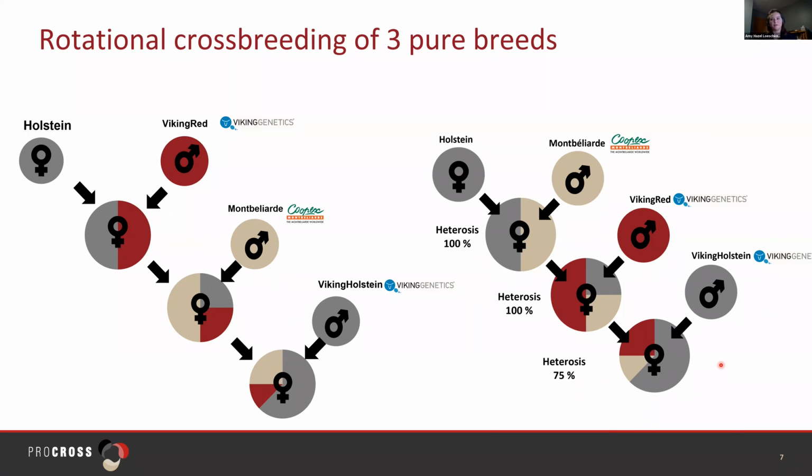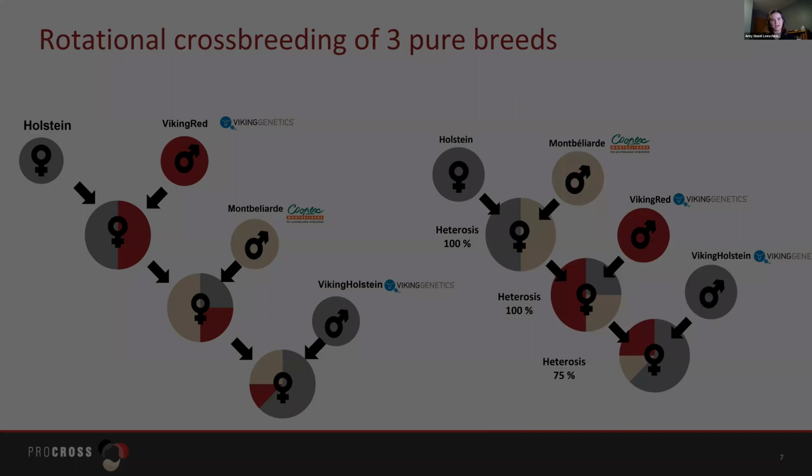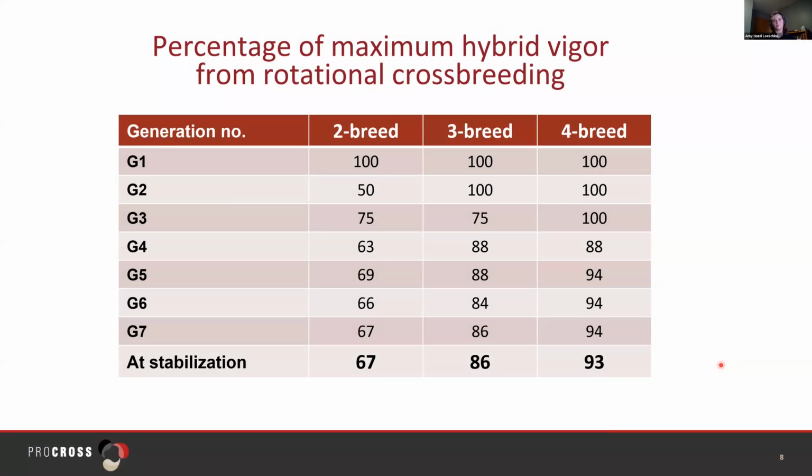I'm not going to get very far into the idea of heterosis and hybrid vigor today. However, I do want to mention just comparing a couple different rotations of crossbreeding based on the number of breeds. So this table shows the percentage of the maximum hybrid vigor or heterosis from rotational crossbreeding when you use 2 breeds, 3 breeds, or 4 breeds.